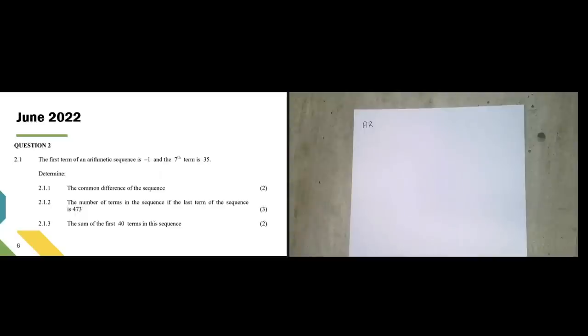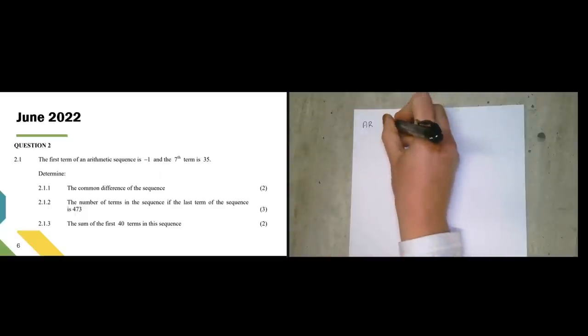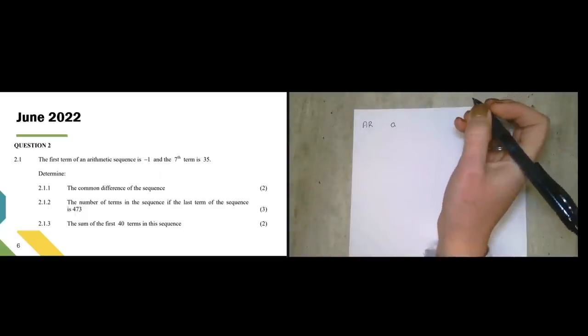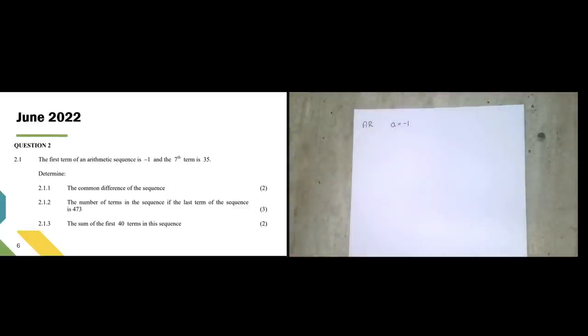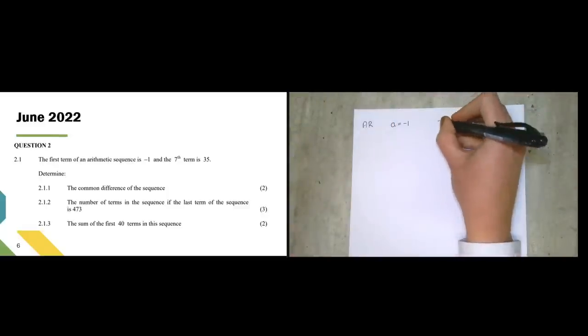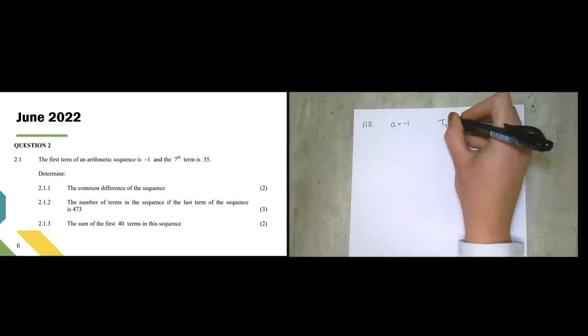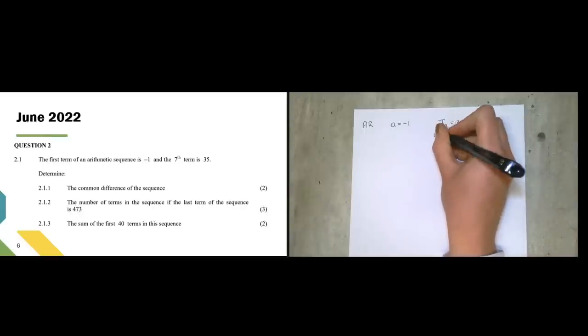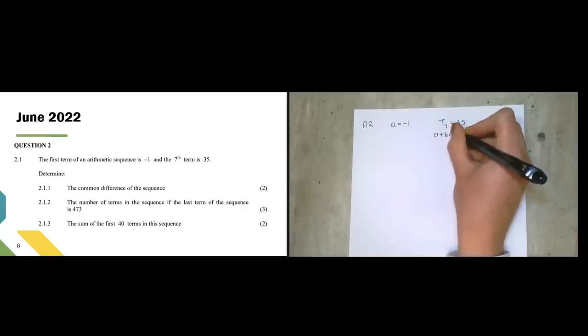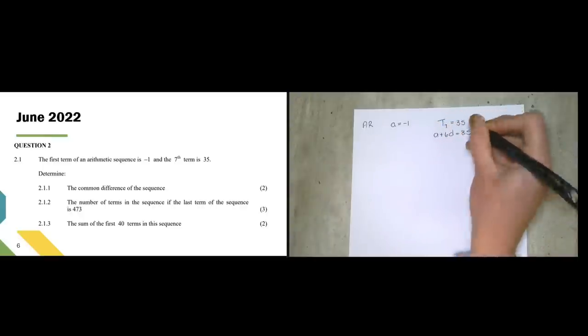organize my thoughts. The first term, who's the first term again? A. The first term of an arithmetic sequence is equal to negative 1. And the seventh term, term 7, is equal to 35. Remember, in an arithmetic sequence, term 7 you can say is A plus 6D's. So that will be equal to 35.